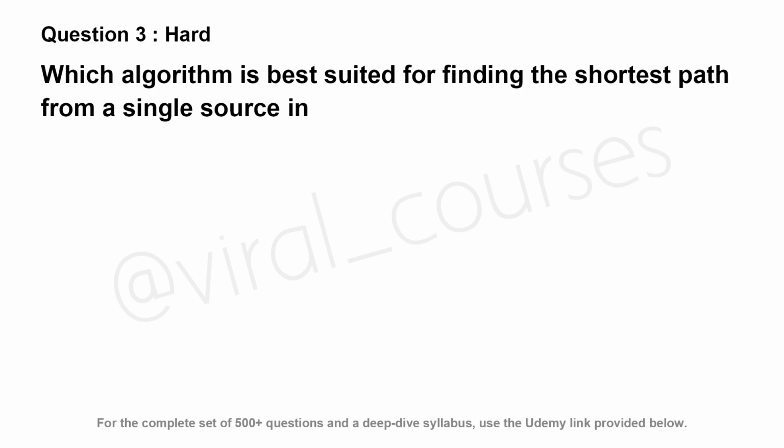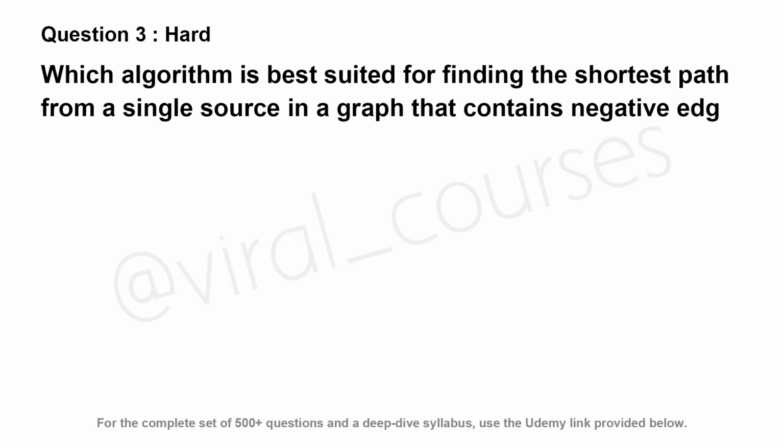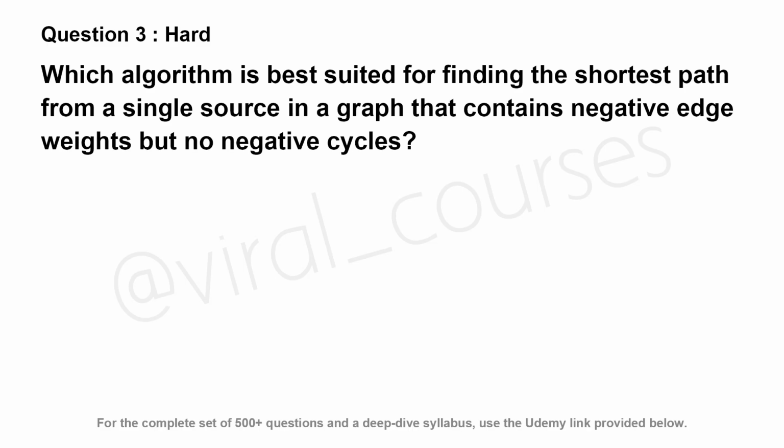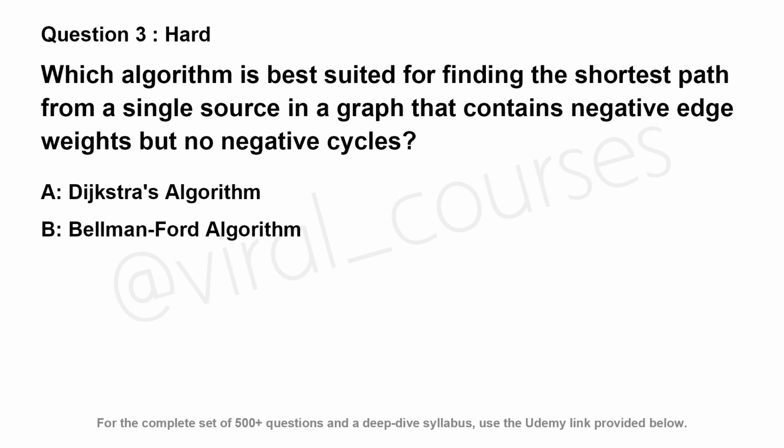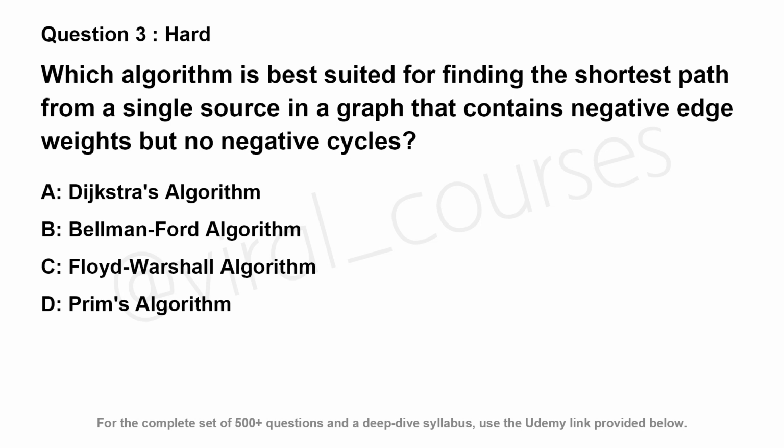Which algorithm is best suited for finding the shortest path from a single source in a graph that contains negative edge weights but no negative cycles? Option A, Dijkstra's algorithm. Option B, Bellman-Ford algorithm. Option C, Floyd-Warshall algorithm. Option D, Prim's algorithm.